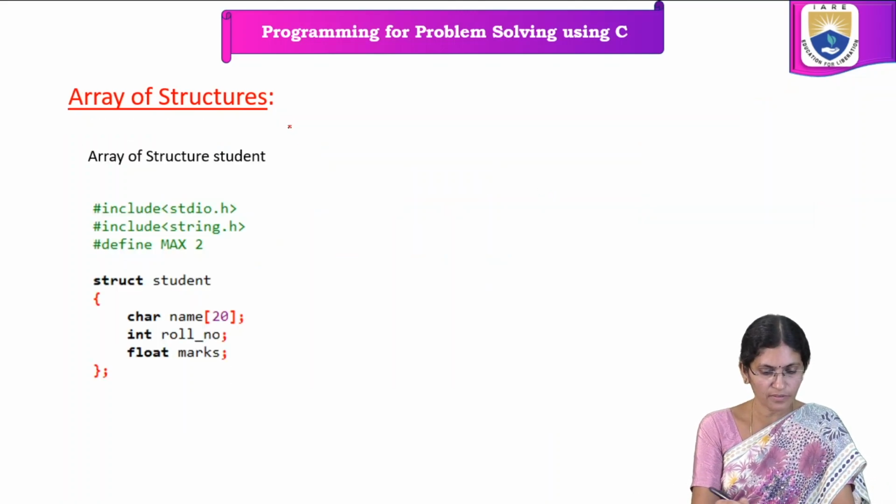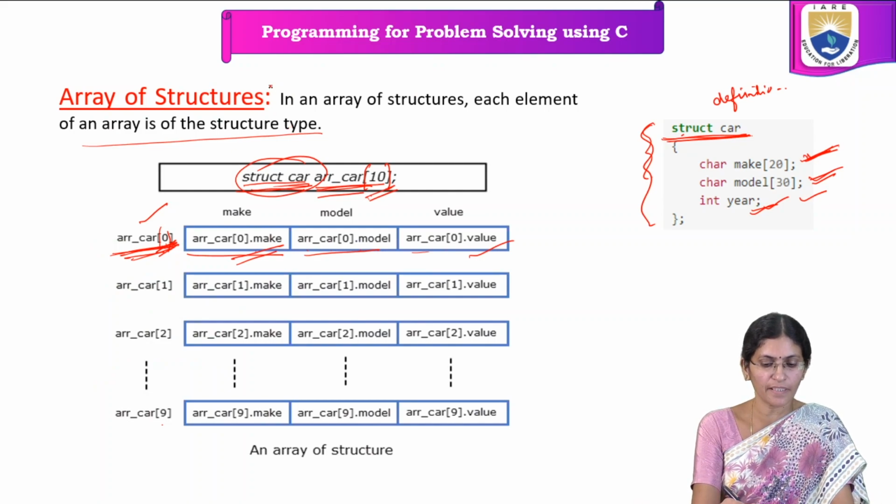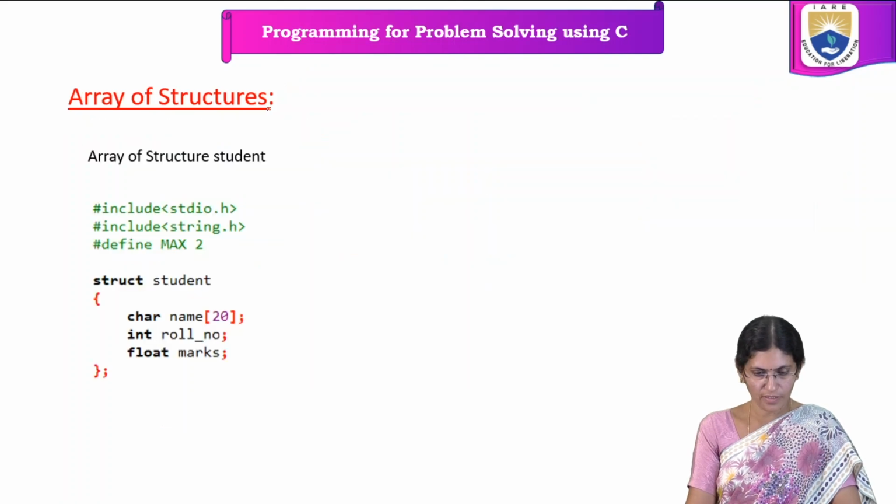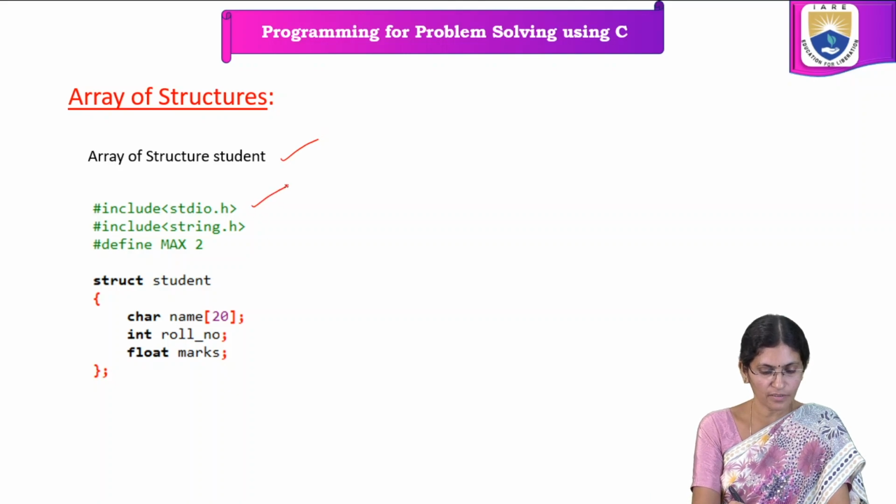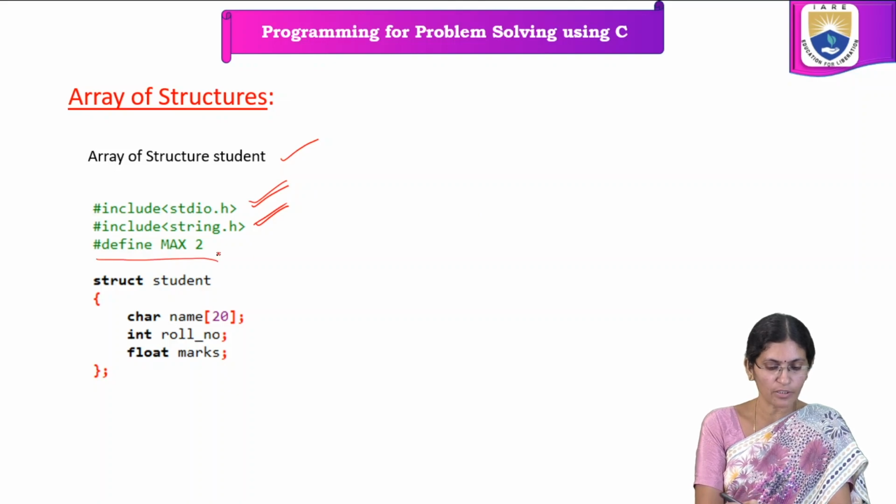This is an example where we have seen how we represent array of structures. Next, one more example, array of structure student. Here we are using 2 header files, stdio.h and string.h, and this is a macro. Wherever we see this max, it is replaced by 2. This is used to define the array size. Generally we can define the array size by using this preprocessor directive, hash define.